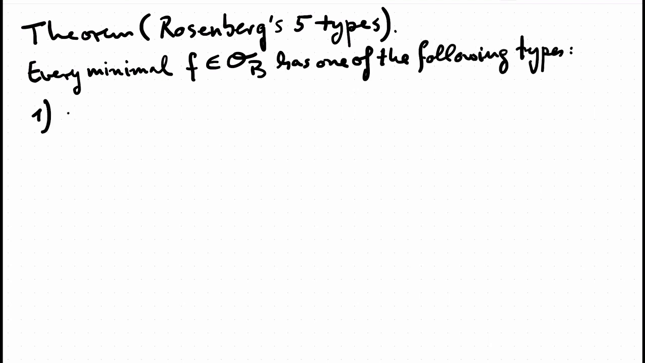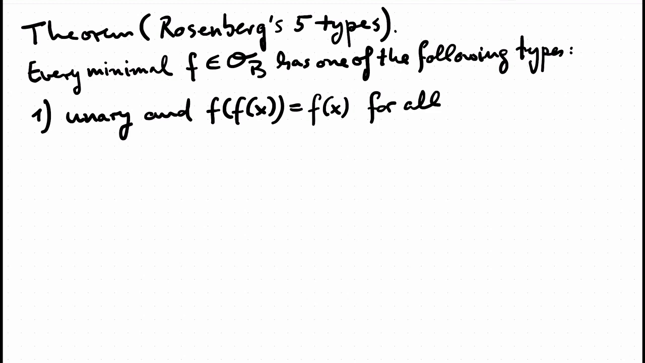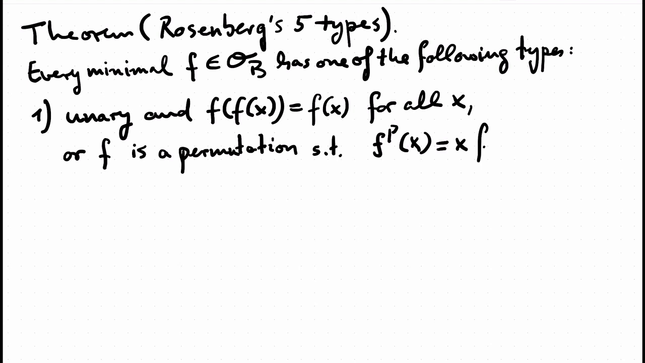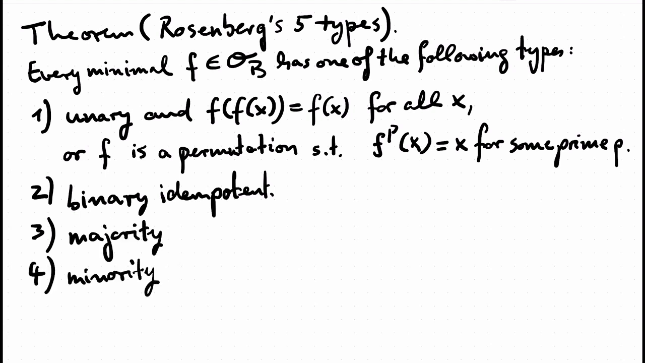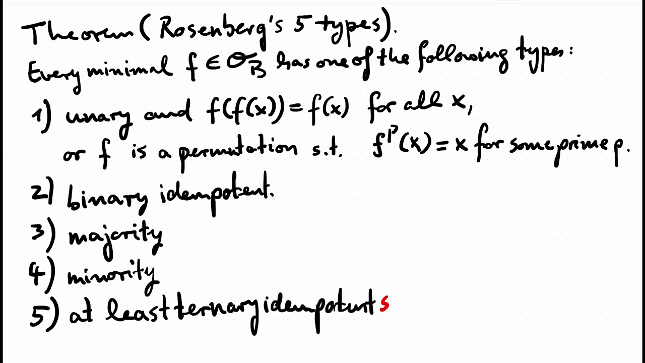First case, f is unary and f of f of x equals f of x for all x, or f is a permutation of prime order. Second case, f is binary and idempotent. Third case, f is a majority operation. Fourth case, f is a minority operation. So these are cases that we know very well from previous videos. Last case, 5, f is an idempotent k-ary semi-projection of arity at least 3.